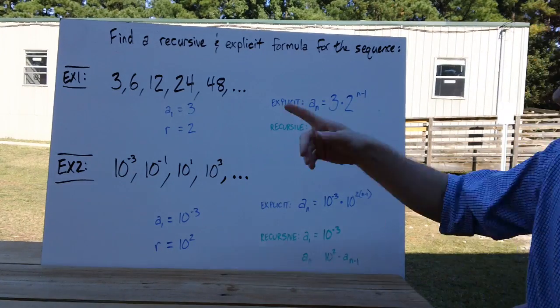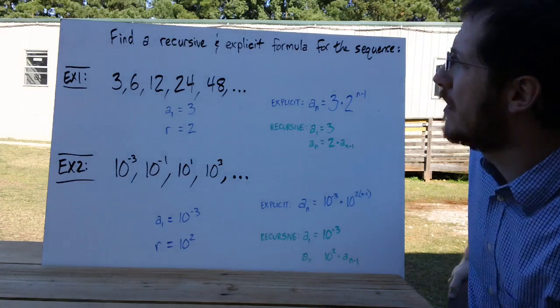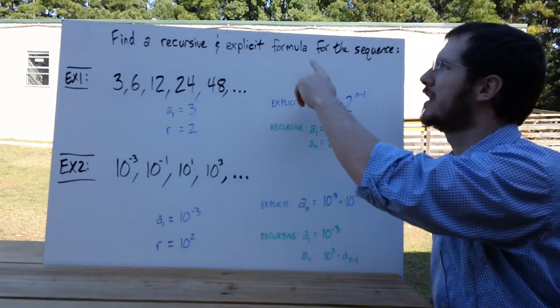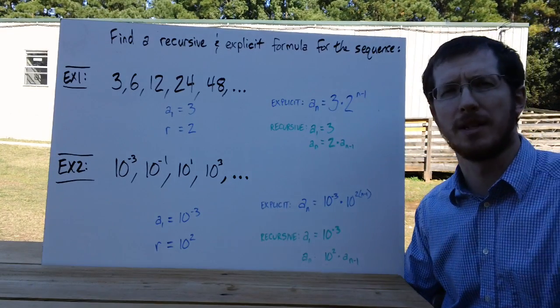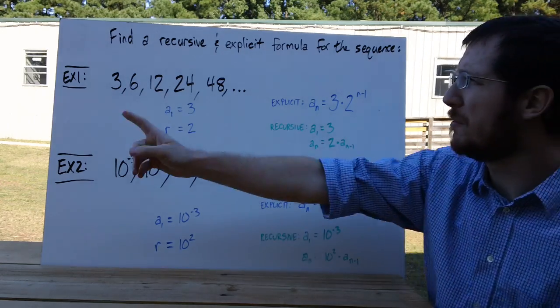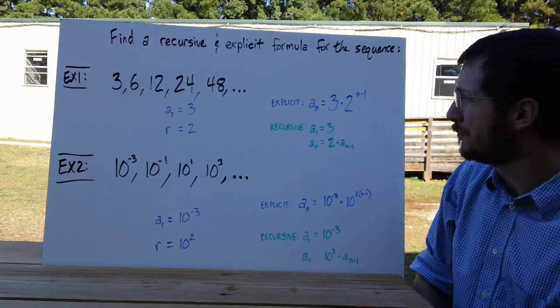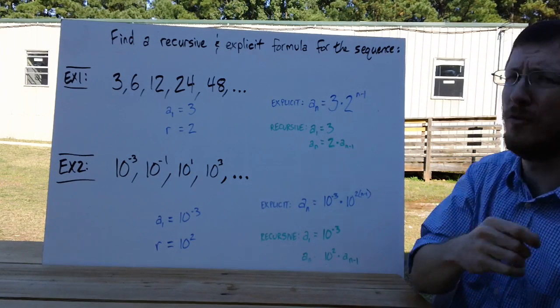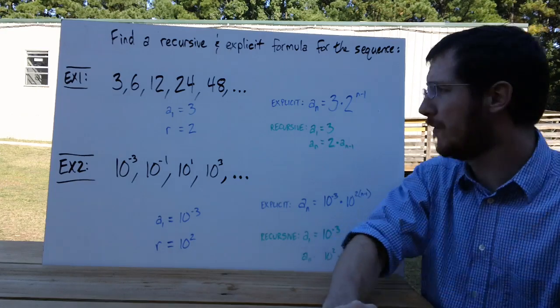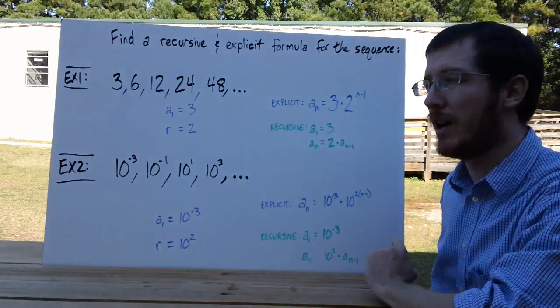Okay, let's look at a couple examples. Let's say you're asked to find a recursive and explicit formula for the following sequences. Example 1, we've got 3, 6, 12, 24, 48, and so on. So what we want to do first is note our initial value. So 3 is our initial value.